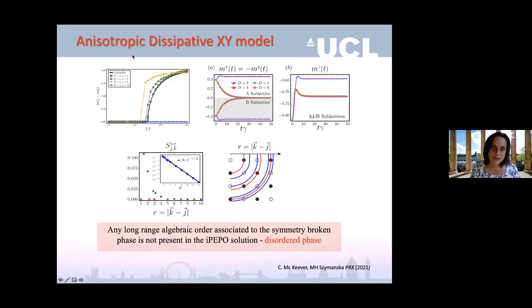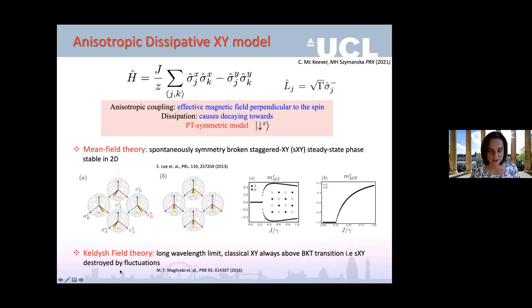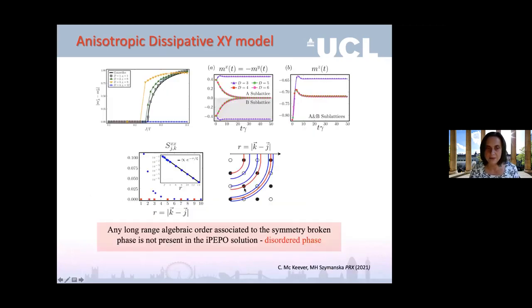So we looked at that with an exact method to see. I mean, Keldysh is great, but obviously it's just the long wavelength limit. It's not that all fluctuations are included in that, and there were quite a number of approximations being made, which basically just boiled down to saying that the system is always above BKT.